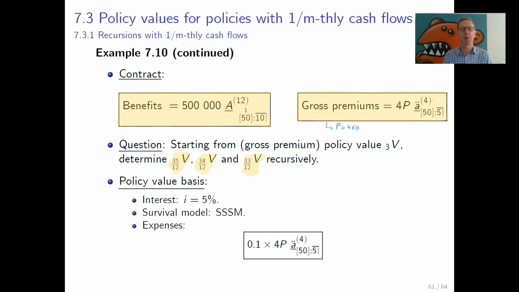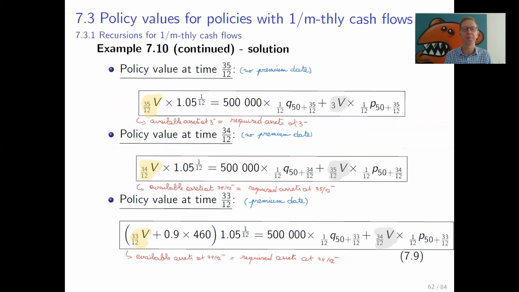Let us continue that example, and we now want to set up a recursive scheme for calculating the policy values. We start with the policy value at time 3, which we have just calculated on the previous slide. Let us now determine the policy value 1 month earlier, so at time 35/12, and still 1 month earlier at time 34/12, and another month earlier at time 33/12. We will calculate that in a recursive way. Again, we have the same policy value basis as before.